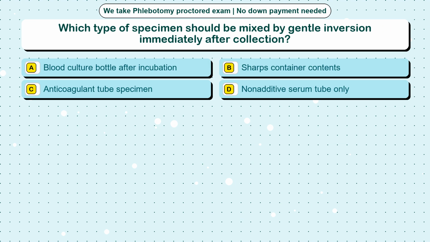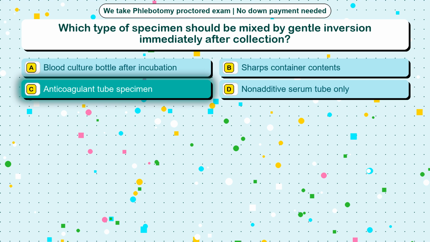Question 93. Which type of specimen should be mixed by gentle inversion immediately after collection? Option A. Blood culture bottle after incubation. Option B. Sharps container contents. Option C. Anticoagulant tube specimen. Option D. Non-additive serum tube only. The correct answer is option C.